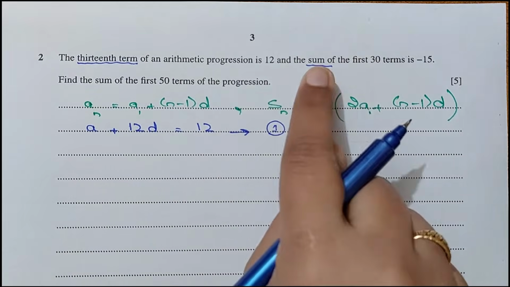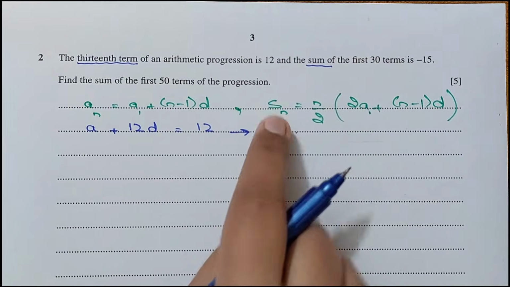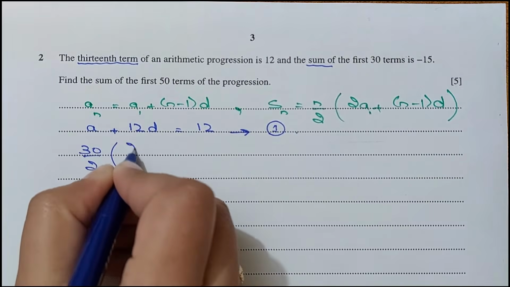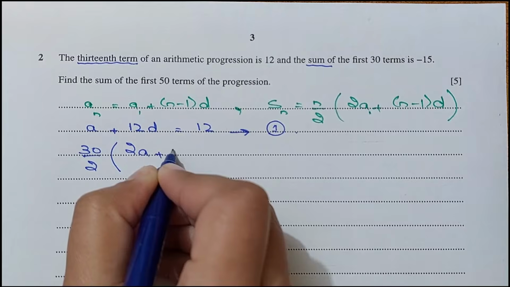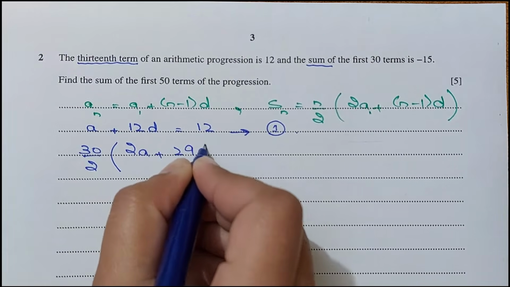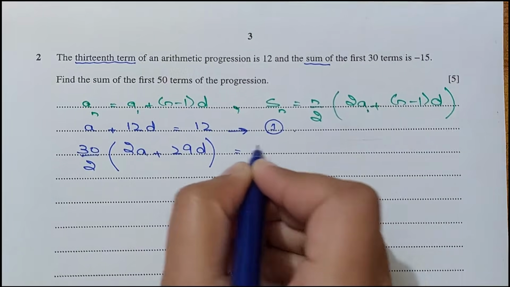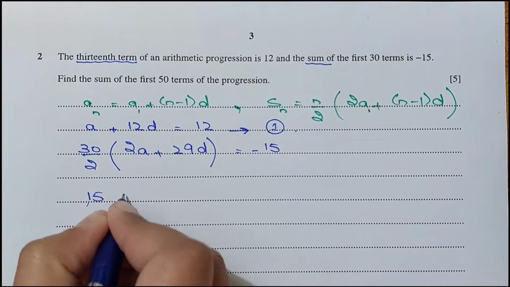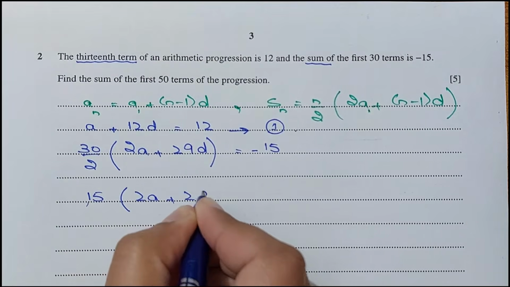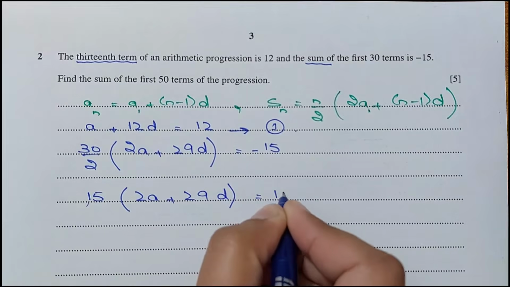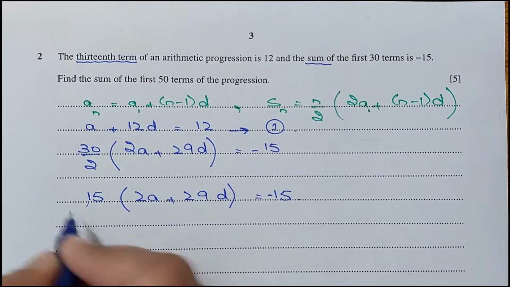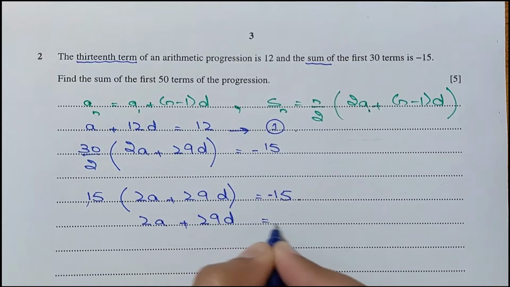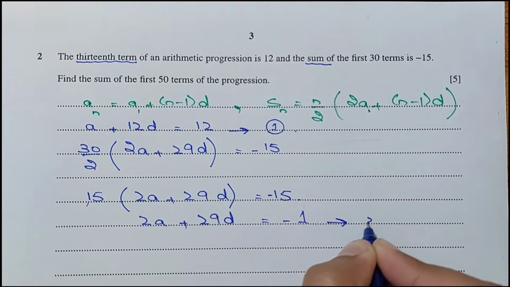And for the sum of the first 30 terms, when n is 30, this is 30 divided by 2 times (2a plus 30 minus 1, that is 29d), and this must be negative 15. Let me simplify this equation. This is 15 times (2a plus 29d) equals negative 15. So we can cancel the 15 with the negative 15, and we have 2a plus 29d equals negative 1. This is my second equation.